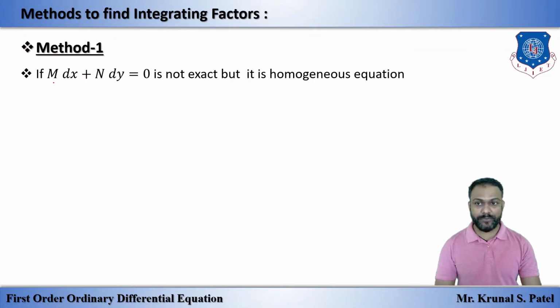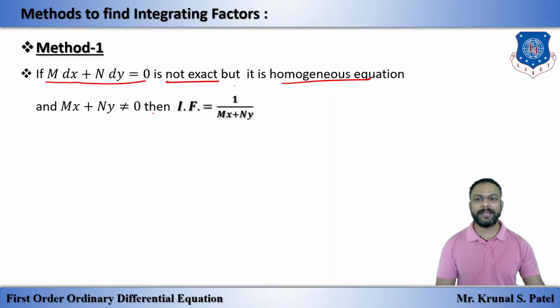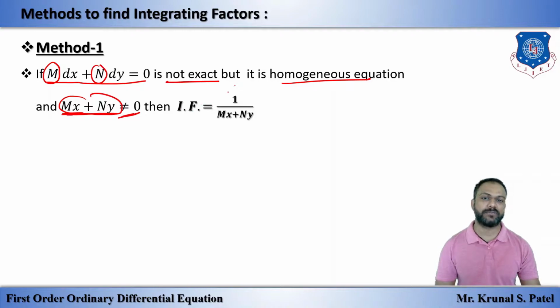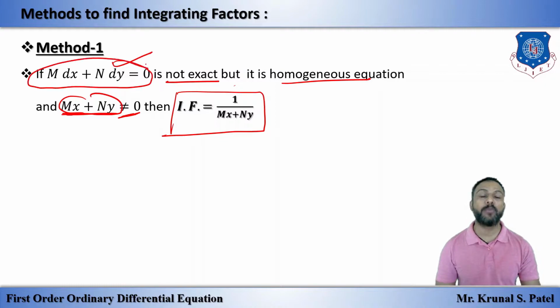In method number 1, if M dx plus N dy is equal to 0 is not exact, that is the first condition, but it is a homogeneous differential equation, and we have Mx plus Ny, that means multiply M with x and multiply N with y and add them, and this is not equal to 0, then the integrating factor becomes 1 upon Mx plus Ny. So you have to remember that the given differential equation is non-exact and of the homogeneous form.